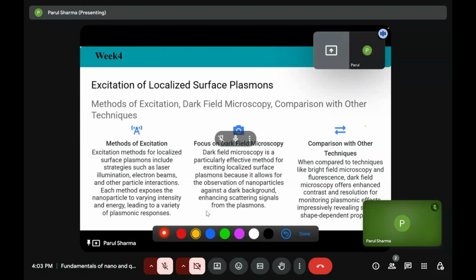When compared to other techniques, we have both modes in our microscope, that is bright field microscopy and dark field microscopy, and fluorescence. As compared to other techniques, dark field microscopy offers enhanced contrast for monitoring the plasmonic effects, revealing size and shape dependent properties.